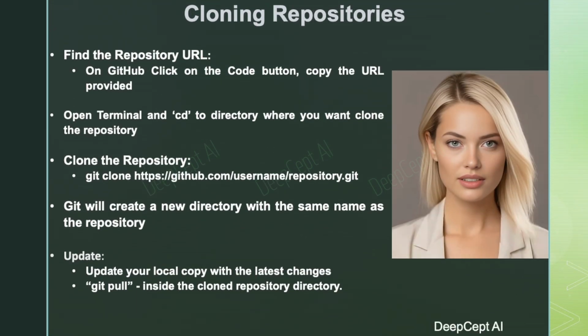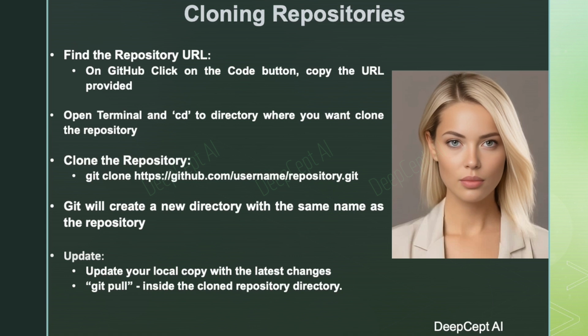Cloning a repository is a fundamental operation in Git, allowing you to create a local copy of a remote repository. This process is essential for collaborating on projects, contributing changes, or simply working on your own projects locally. To clone a repository, you first need the URL of the remote repository you want to clone. Once you have the URL, open your terminal and navigate to the directory where you want to clone the repository. Then use the git clone command followed by the repository URL.